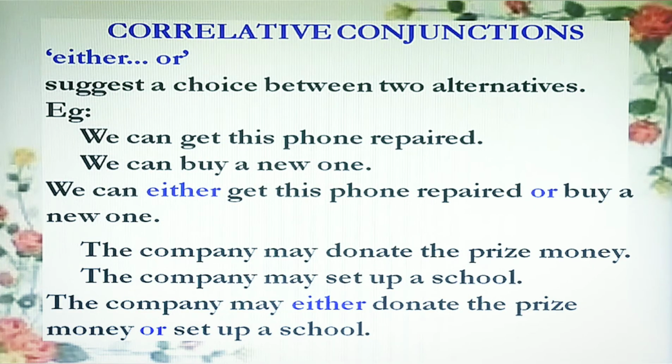Now we'll see about either or. Either or suggests a choice between two alternatives. Example: We can get this phone repaired. We can buy a new one. We can either get this phone repaired or buy a new one.